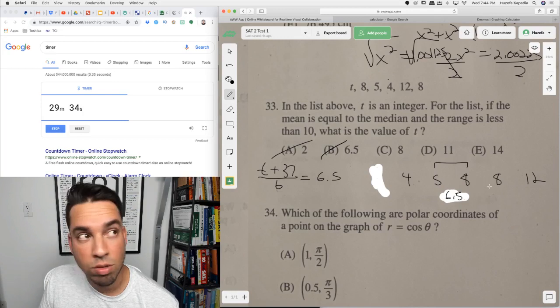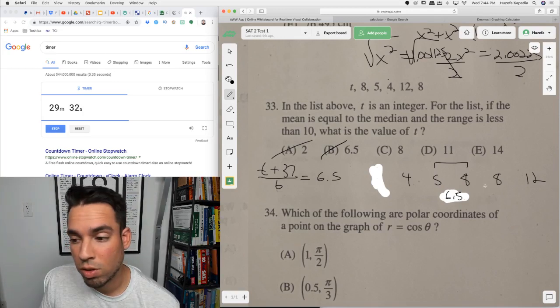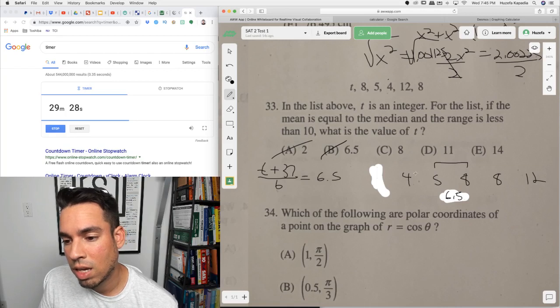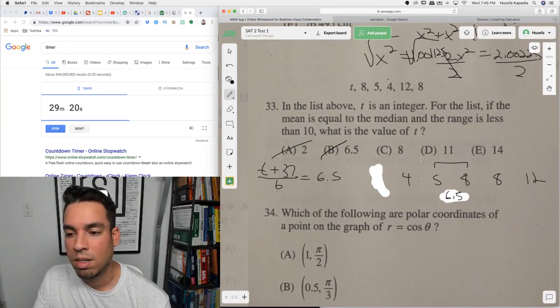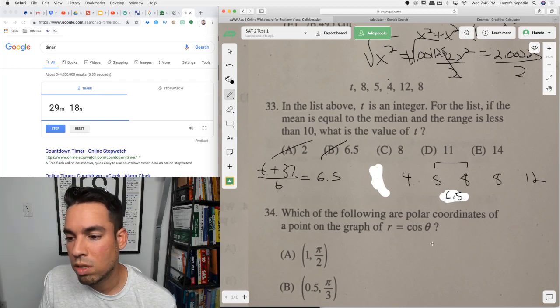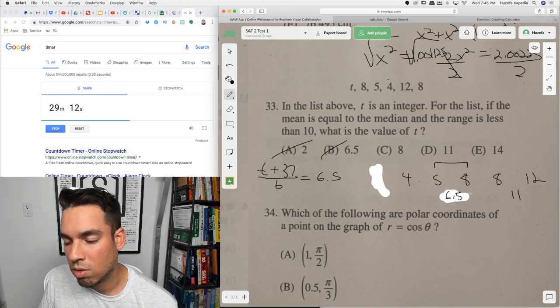Hold on. So 4 plus 5 is 9. Plus 3 eighths, which is 24, is 33. 43, 45. Divided by 6. I don't think 8 works either. If it's 11, then it goes back to 6. It can't be 11 because now it goes back to a median of... Oh, no, it doesn't. Yeah, 11 would be a median of 8.